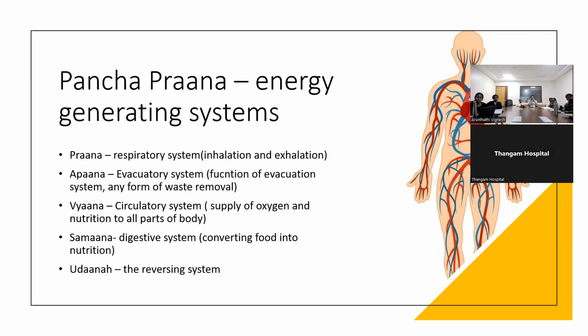Udana, that is the reversing system. What is the reversing system? When you consume food that is not very good or not healthy, naturally you have vomiting. Anything that reverses the normal system in your body is Udana. And most probably the Udana is evident in the last stages of life, where your body starts rejecting everything that you consume or everything that goes into your body.